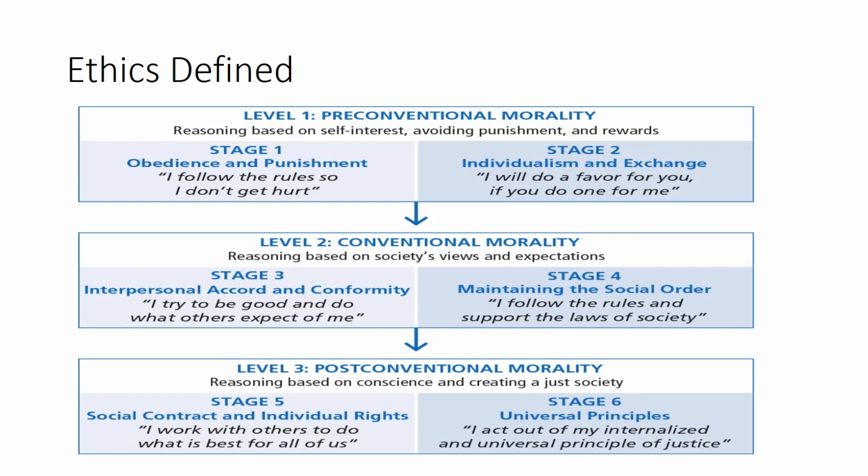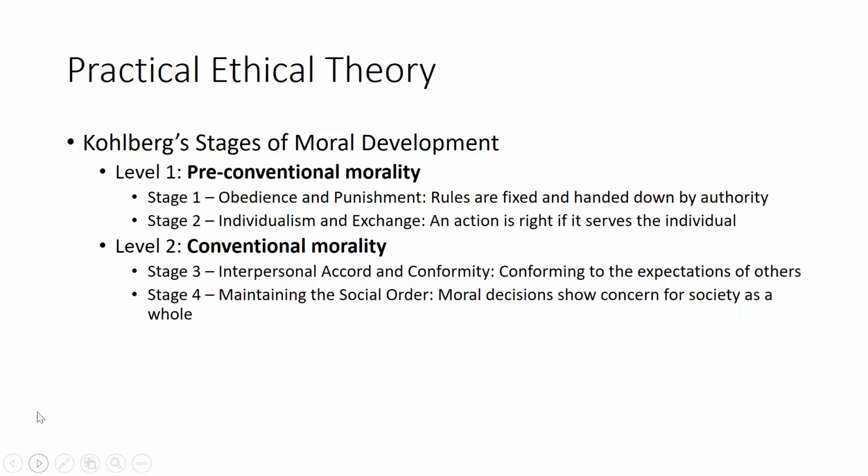And then level 3 is that post-conventional morality. This is reasoning based on conscience and creating what would be considered a just society. Maybe not a utopia, but at least a society where, and I'll get into it in a minute, you start getting into what is termed rights and what is right within that larger construct. So let's go through each one of these levels and stages of Kohlberg's stages of moral development. We've talked about level 1, the pre-conventional morality. Let's look at stage 1. Stage 1 is obedience and punishment. At this particular stage, rules are fixed and handed down by authority.